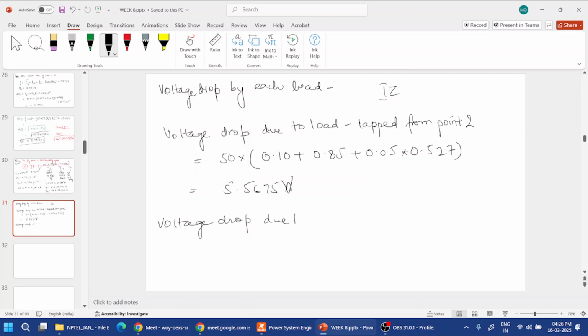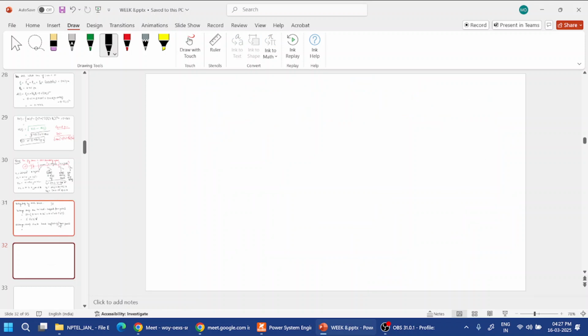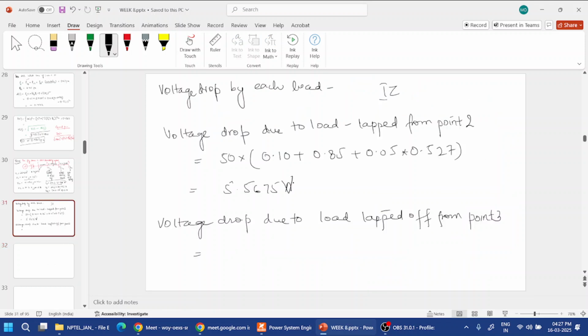Now we will calculate the voltage drop due to the load tapped off from point 3. At that point, the magnitude is 20. Actually, what we can do here is change these values like this and then multiply, or we can change into complex form and multiply. Anything will do. We just have to use the calculator.